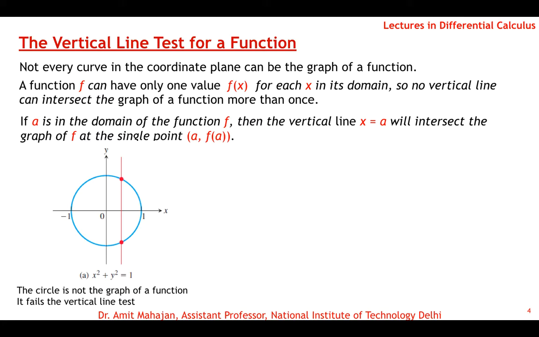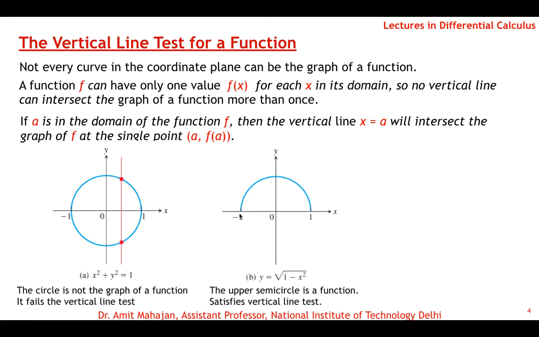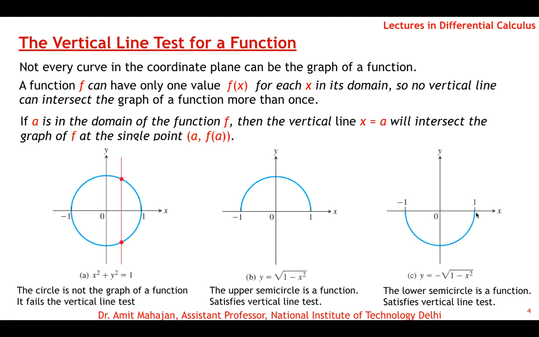Now say you are given only a curve which is an upper semicircle. Then if you take any vertical line and move it from left to right, then at any x value it will touch the graph at only one y value, only one point. So this graph satisfies the vertical line test, so it is the graph of a function. Similarly, the lower semicircle is a graph of a function because it satisfies the vertical line test.